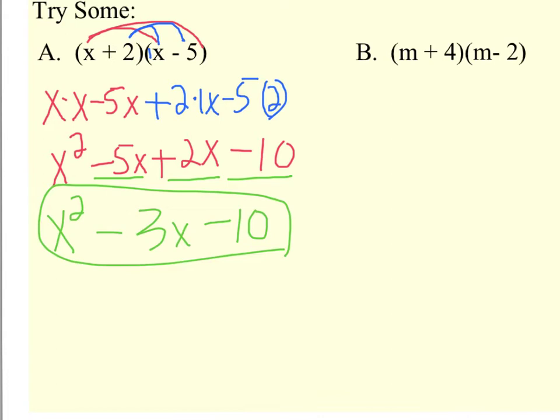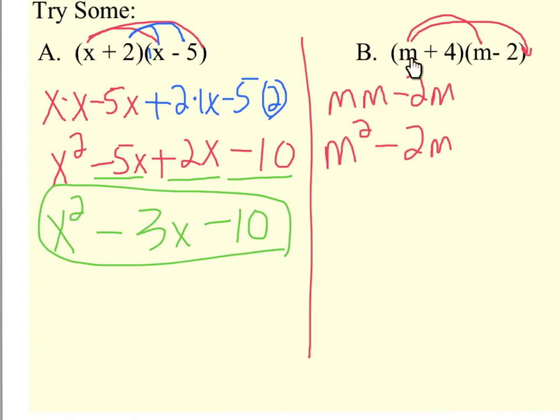Let's try again. We're going to go m times m and then m times the negative 2. So m multiplied to m is m squared. M multiplied to the negative 2 is negative 2m. Next, I'm going to distribute the 4 to this one and the 4 to the minus 2. So 4 times 1 is 4m. And now I have 4 times negative 2. So negative 2 multiplied to 4 is negative 8.